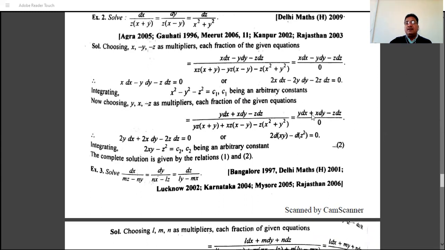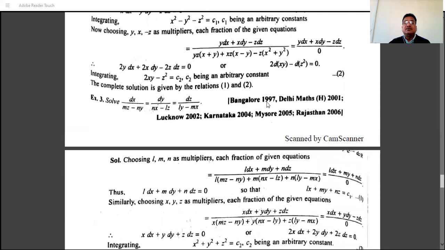And then y dx plus x dy is the derivative of x into y. So write d of x into y, multiply by 2, or directly find the integration. It is d of x into y, and then the integration of z is what? z square by 2. So we have the answer x into y and z square by 2. And then after multiplying by 2, we have this answer. Okay, and then 1 and 2 give the general solution, or complete solution, of the given differential equation.